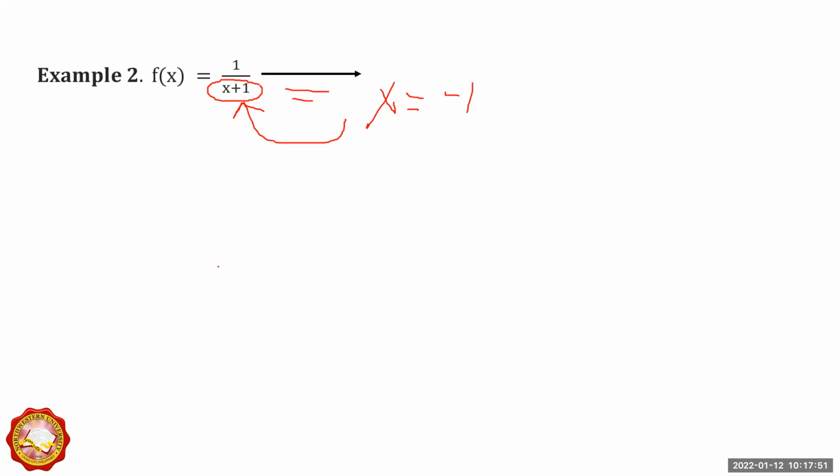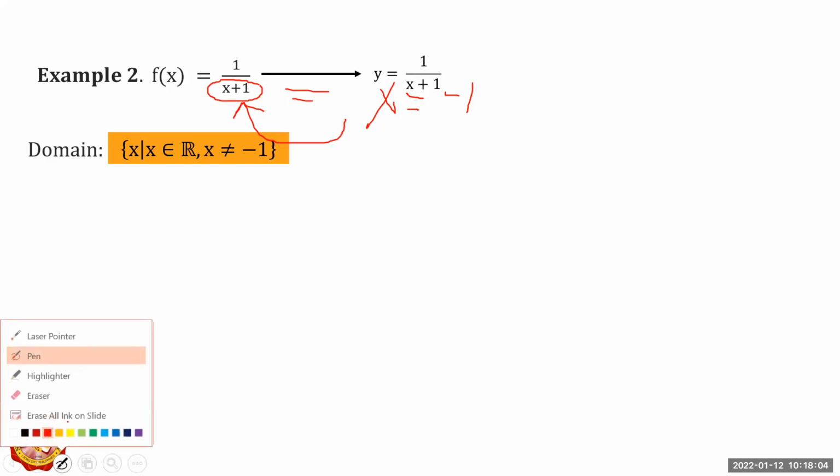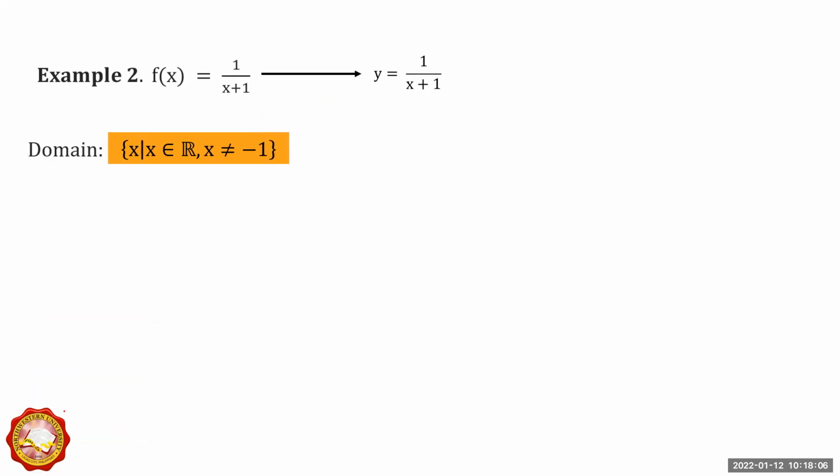So, pag maglalagay ka na ng domain mo, ang ilalagay mo na sa domain mo is kahit na anong number except for negative 1. So, kahit na anong number ang ilagay mo, basta hindi magiging 0 ang denominator. And the only number that could make your denominator 0 is negative 1. So, you exclude that negative 1.